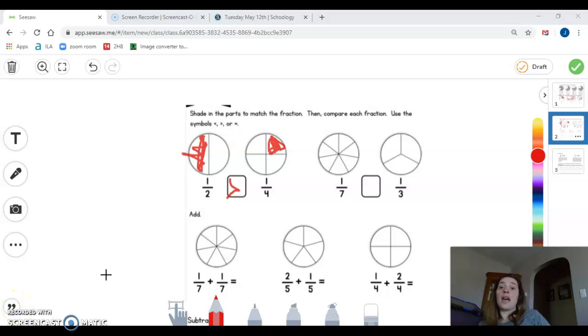So now I'm going to look at the next one and shade in to match. I only need to shade in one of these parts. So I'm going to shade in 1. And then over here, I only need to shade in 1.